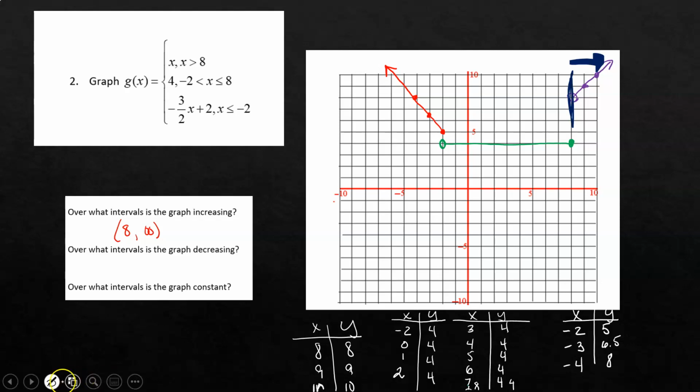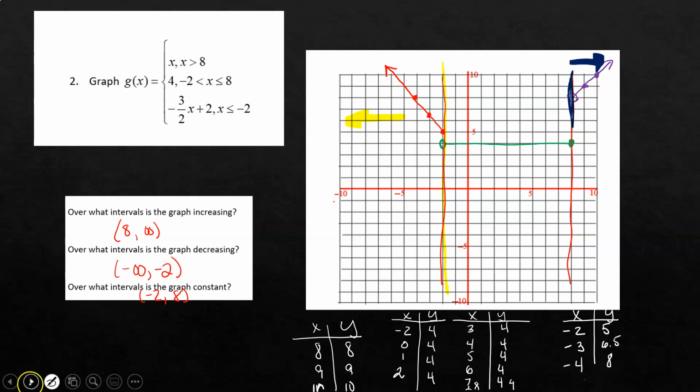Over what intervals is the graph decreasing? So let's get the highlighter out again. So all of this, it's decreasing all the way to here. So we have, let me get a pen, negative infinity all the way to -2. And this section here is constant because the line is straight. So it's constant from -2 all the way to 8.